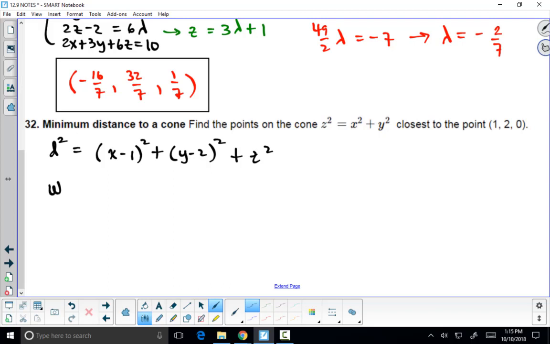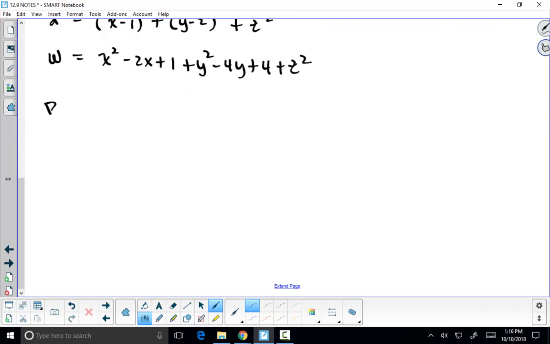I'll call it w. Square it out, we get x squared minus 2x plus 1 plus y squared minus 4y plus 4 plus z squared. Figure out the gradient of that function that we want to minimize. We'll get negative 2x minus 2, 2y minus 4, and 2z.